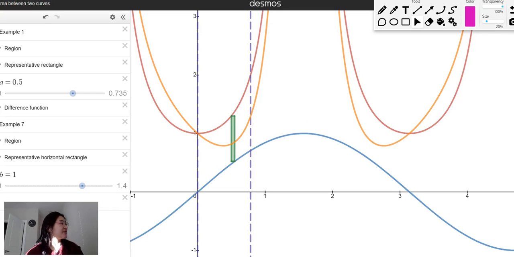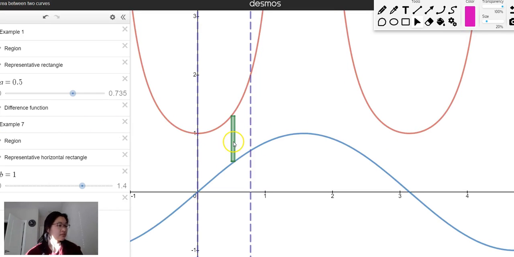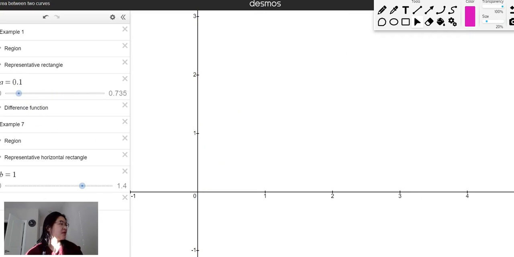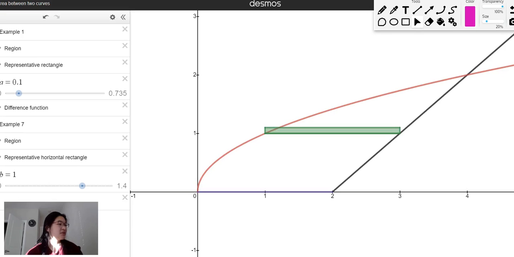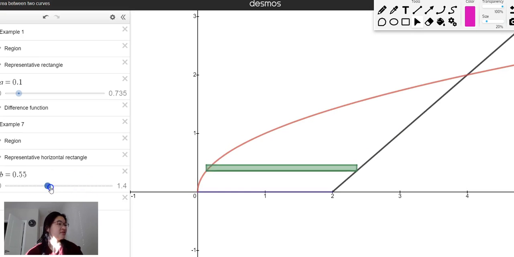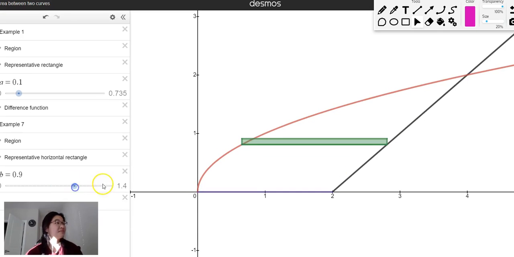So we can have a representative rectangle where we're looking at the difference. So this is our tiny rectangle, and you can have this scrub back and forth. This is fun to play with, and then you can also make it for the horizontal. You can have this scrub back and forth. So that's fun. All right.